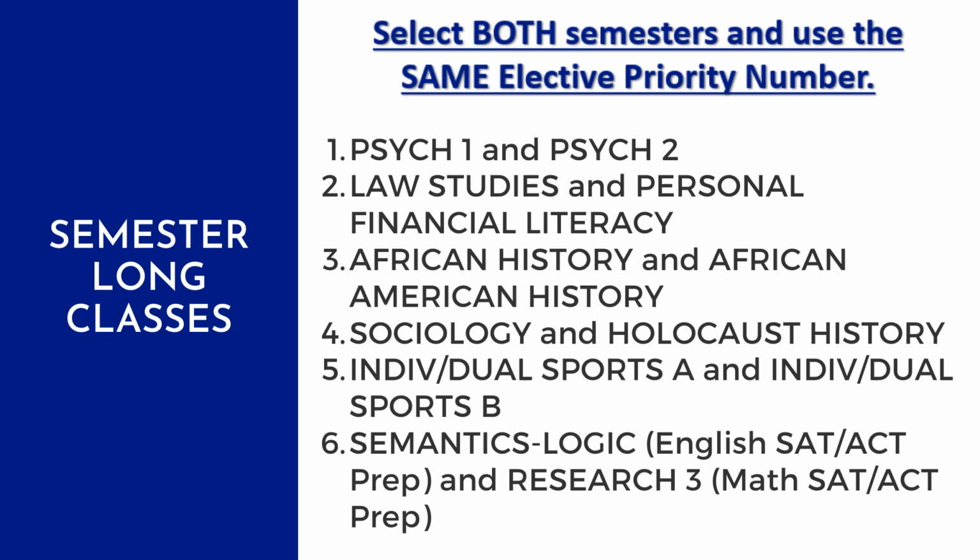If you are interested in taking a full year of general PE, you will select individual dual sports A for the first semester and individual dual sports B for second semester, giving both of those classes the same elective priority number.